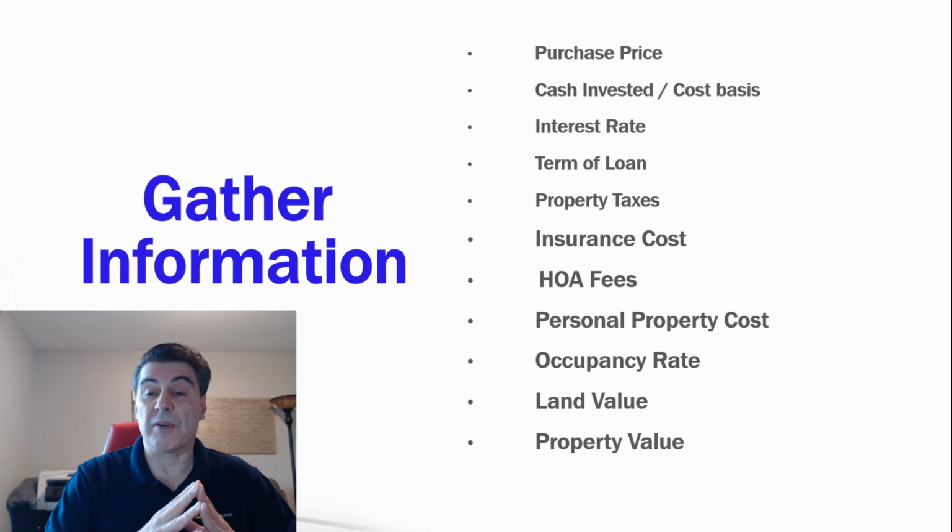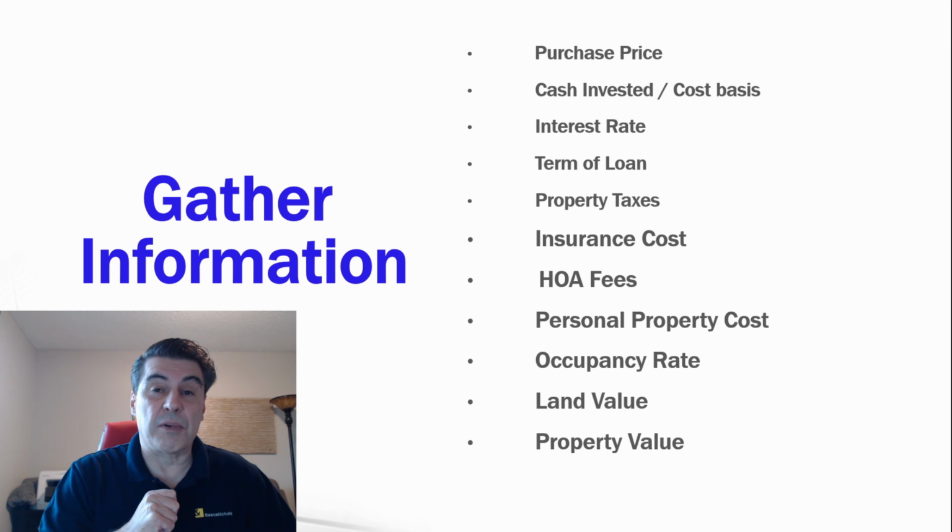Next is the occupancy rate. Now, if you're in a low turnover area, then you're going to have a very high occupancy rate. If you're one that has an annual turnover, you're going to have a lower one. Next, we're going to look at the land value and the property value.